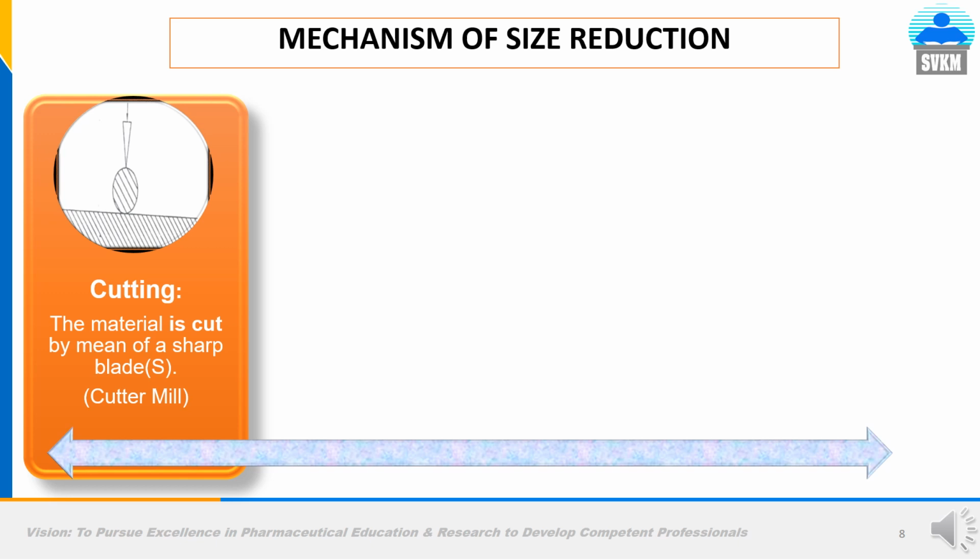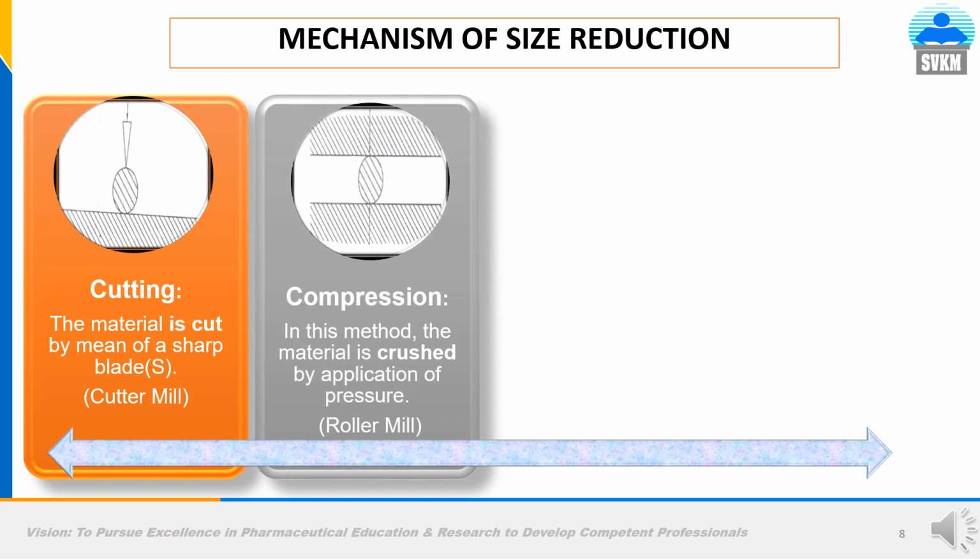First mechanism of size reduction is cutting. Cutting indicates that the material is cut by means of sharp blades or a knife. If some materials are fibrous in nature, like ginger, we reduce the particle size with the help of sharp blades or a sharp knife. Then we get pieces of particles. The example of cutting is the cutter mill.